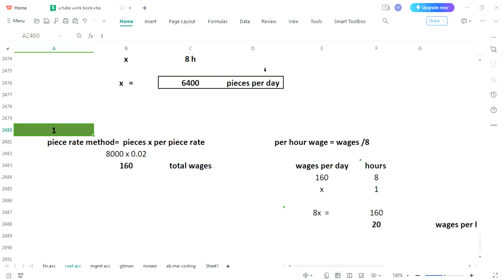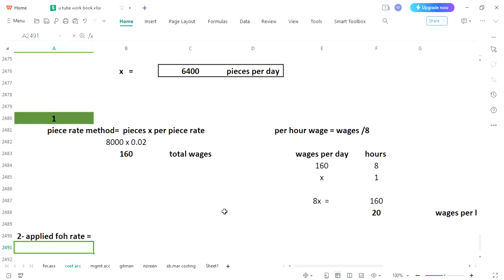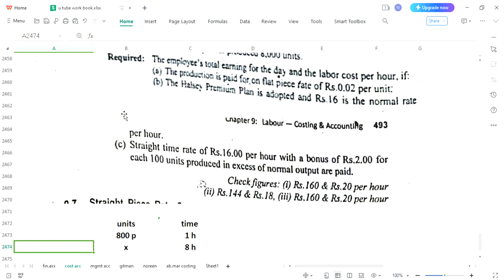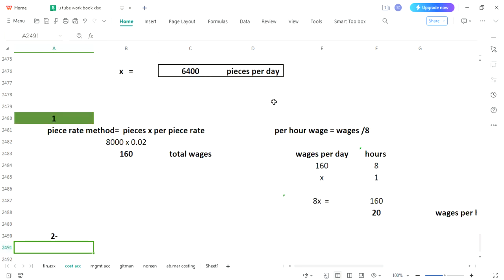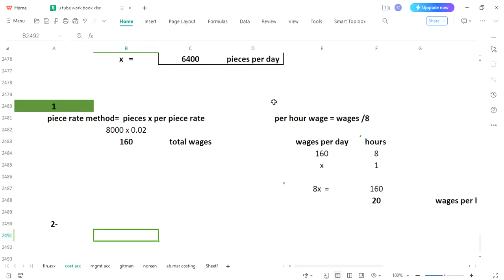Alright, so here we are doing our second part. Let's see what the second part is saying. Okay, part B is saying Halsey premium. So a new phenomenon has been introduced for the first time, the Halsey premium plan. I will let you know its formula, so you will not have to use your brain. The direct formula would be calculated.